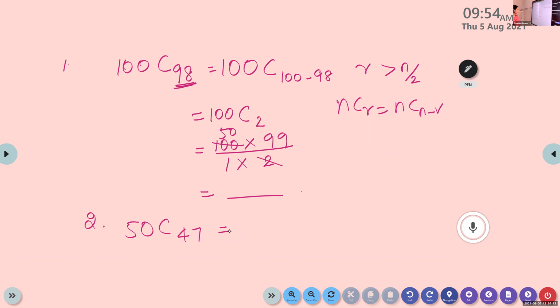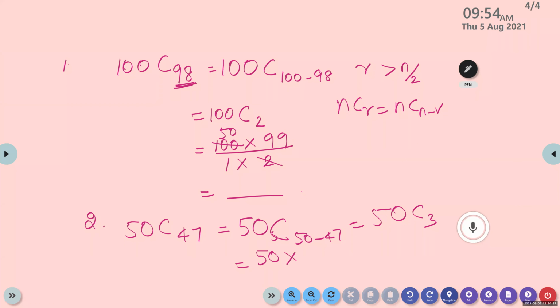Tell me, Vinay, how will you calculate 50C47? 50C, 50 minus 47. Yes, so that is same as 50C3. So that is equivalent to 50 into 49 into 48 by 1 into 2 into 3.